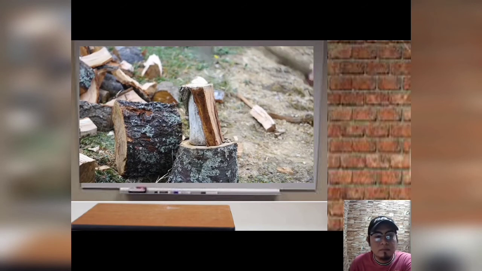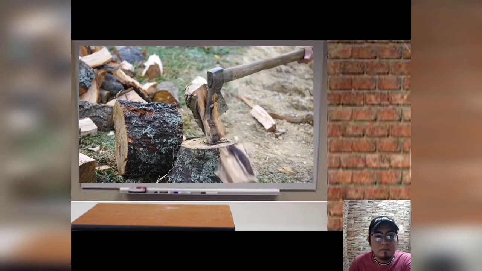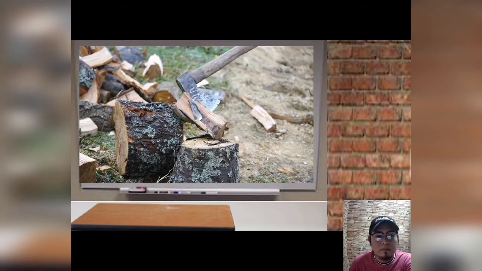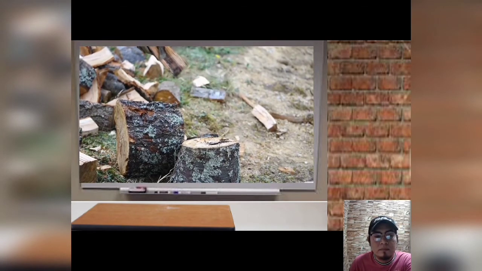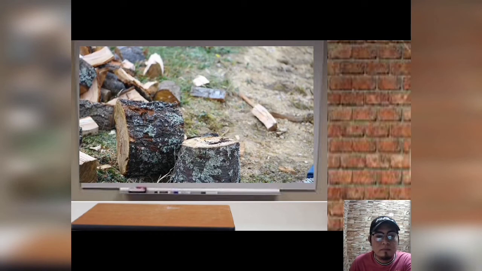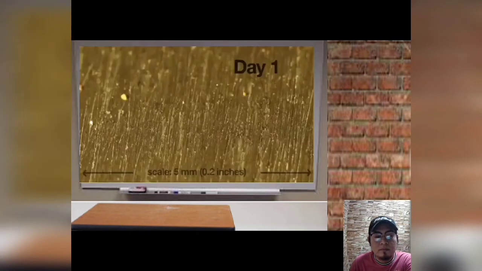What about this? Watch as this person swings an axe and cracks this piece of wood in half. What type of change is this? Well, nothing new is being created. The log is just being split into two pieces, and changing the shape or size of something is an example of a physical change.